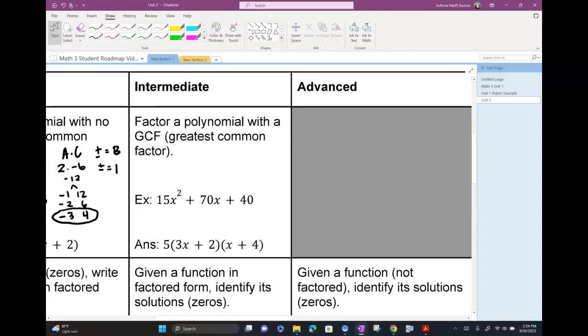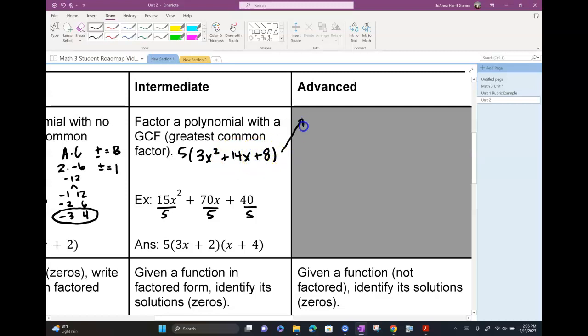All right, next one up is factor with a GCF, or greatest common factor. So you look at what each of those have in common. So it looks like there might be a 5 in common, so you would do everything divided by a 5. So then we have 5 times 3x squared. 70 divided by 5 is 14. And then 40 divided by 5 is 8.